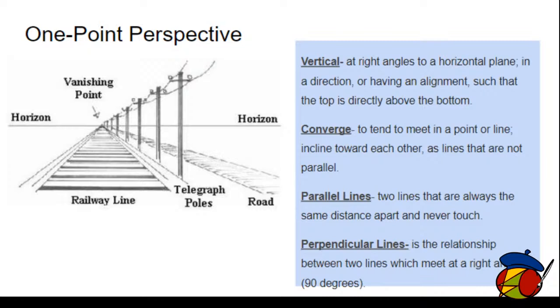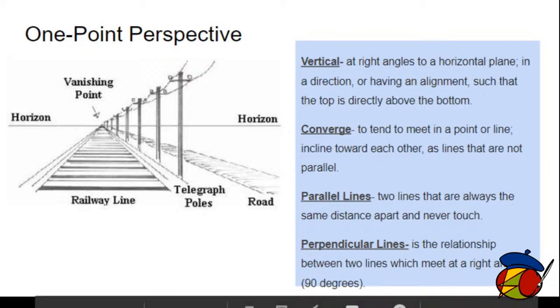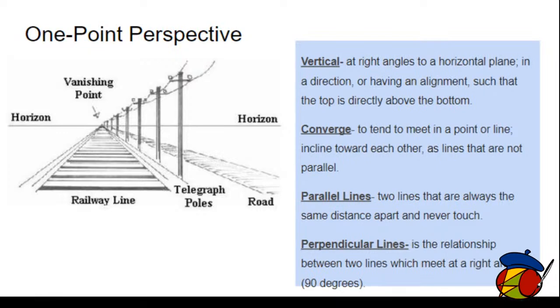Converge, again, to tend to meet at the point or line, which is here, the vanishing point. So these lines, which in reality are parallel, converge and don't appear parallel, they become orthogonals. Parallel lines are two lines that are always the same distance apart and never touch. So even though there's a vanishing point here, in reality, the two sides of those railways never meet. It's all just an illusion. But we get the feeling of depth and the fact that that railroad recedes into space because of the way they visually appear to converge.